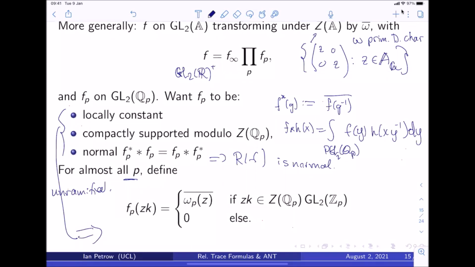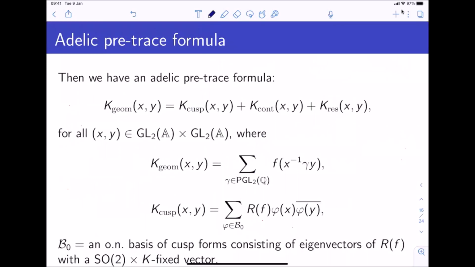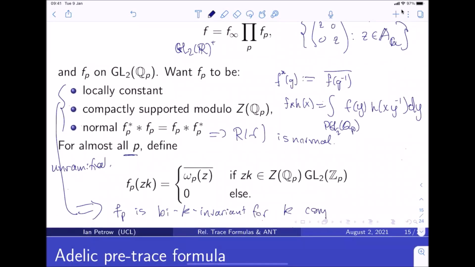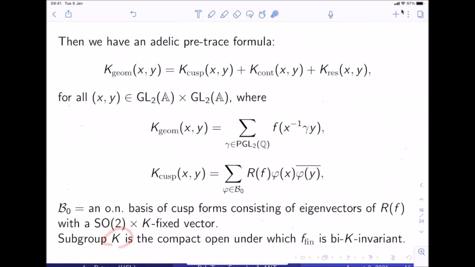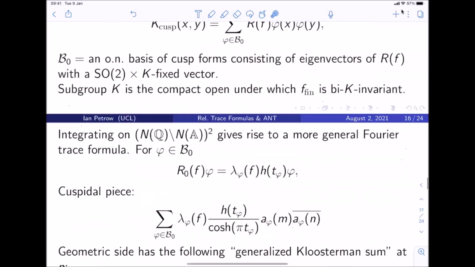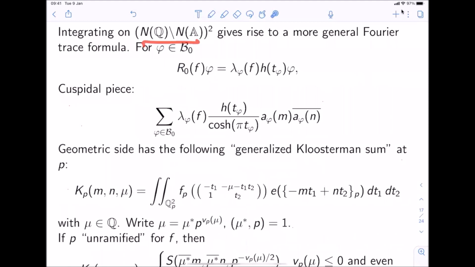What is this K? These hypotheses here make it an easy exercise to show that such an FP is bi-K-invariant for K a compact open subgroup in here. So this K is maybe the product over all the places of those compact open subgroups that are produced by the test function F. So again, instead of integrating on a literal circle, I integrate on these two adelic circles.